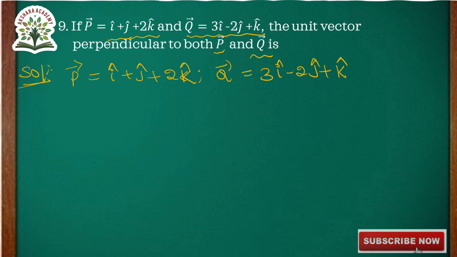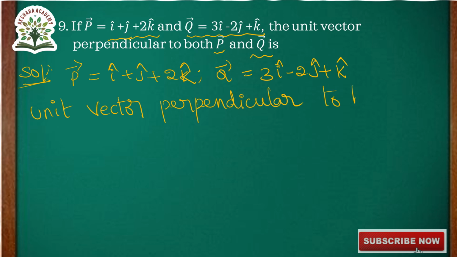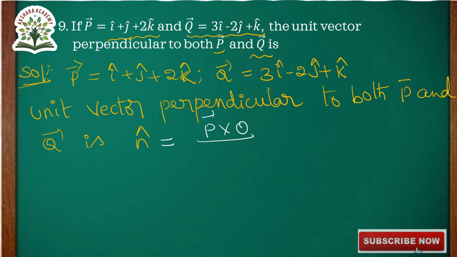Unit vector perpendicular to both p bar and q bar is n cap, that is equal to p bar cross q bar by modulus of p bar cross q bar.